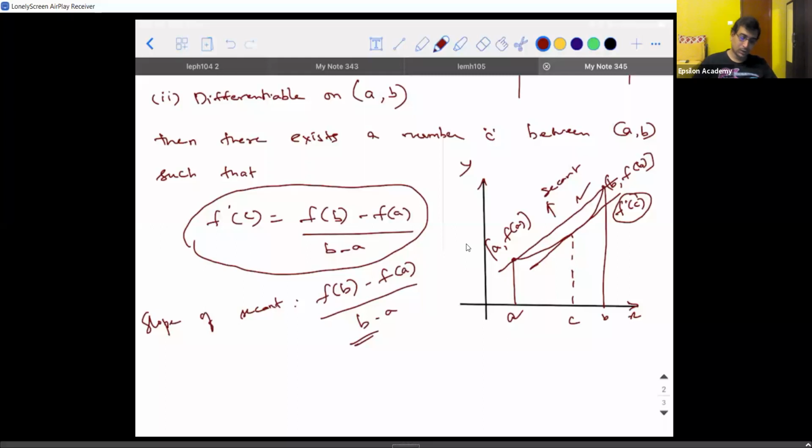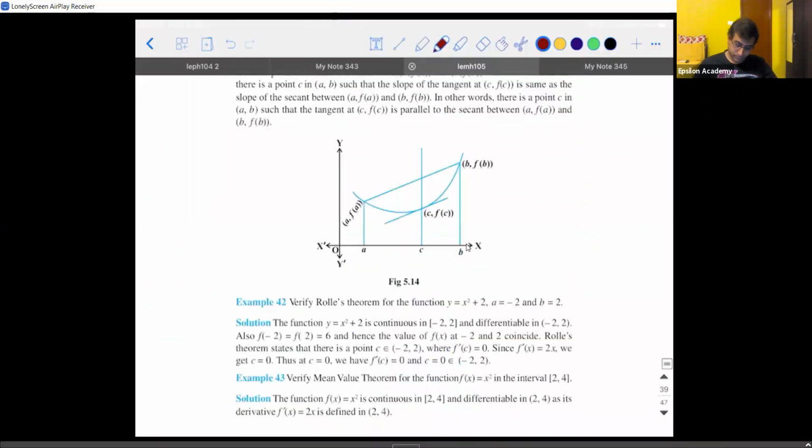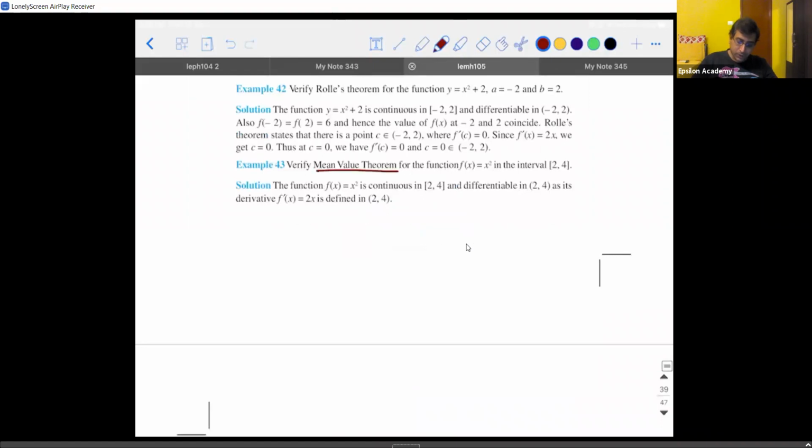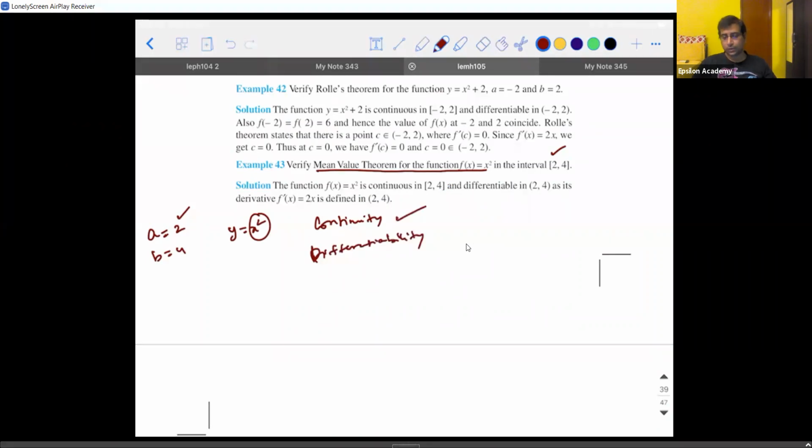No. Let's do a problem which is based on this. Verify mean value theorem for the function f of x is equal to x square in the interval 2, 4. So A is 2, B is 4, and y is equal to x square. Is it continuous in this interval 2 to 4? So continuity, it is yes. Differentiability, it is yes. And f of A is not equal to f of B. F of A is 4, f of B is 16.